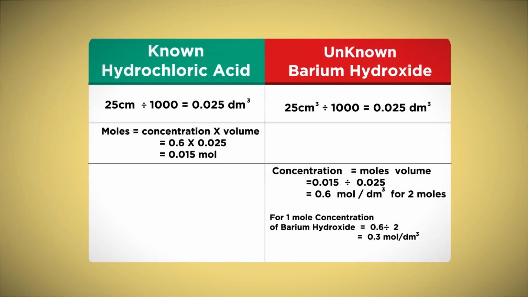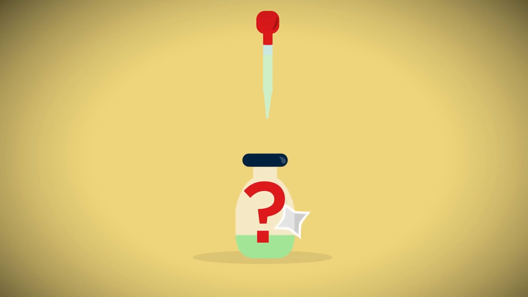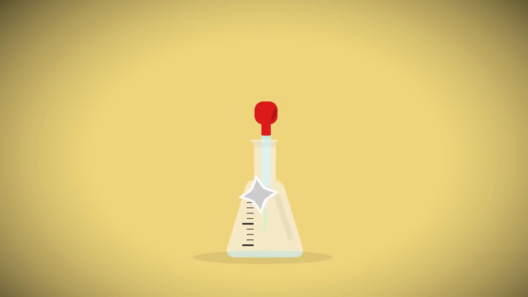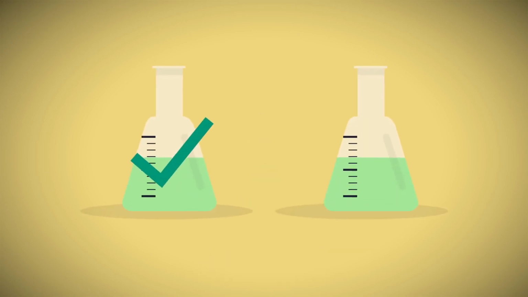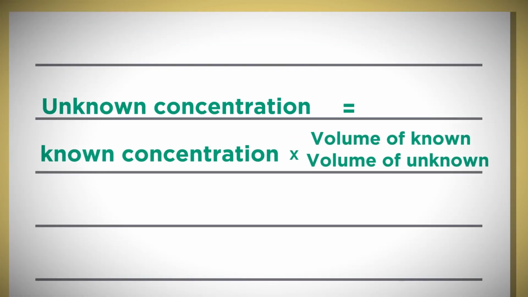So using these titration calculations, we can work out the exact concentration of an unknown solution. We have to carry out the titration first, so that we know the exact volume and concentration of a known solution, and then we also need to know the volume of the unknown solution. Armed with this knowledge, we can then work out the exact concentration of that unknown solution.